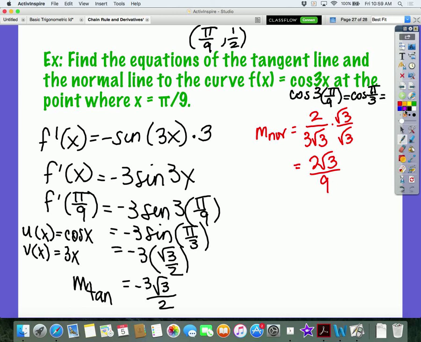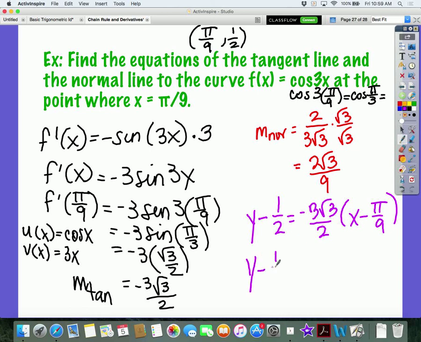So then you can write your two equations. You should always default to which way? Slope-intercept form, unless they tell you otherwise. So there's the slope of your tangent. There's the equation of your tangent, the top one.